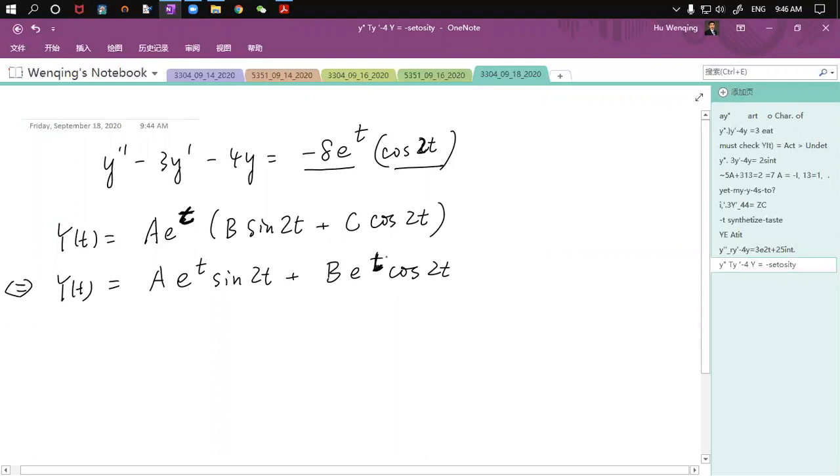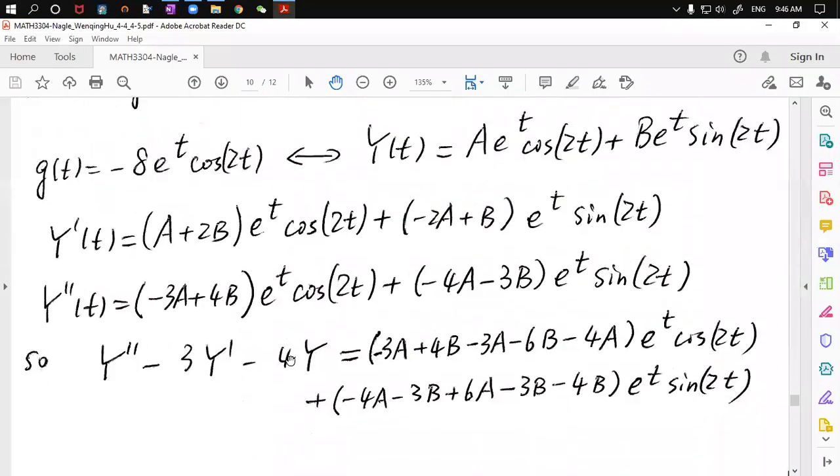So the only task left is to determine a and b. But this is a very complicated process, so maybe I will not go much deeper into this calculation. It's a very sophisticated calculation, but I can show you that this is a e^t cos 2t, b e^t sin 2t. You keep taking derivatives faithfully. It will take a lot of calculations, simple but tedious. And when you combine all of them, it's even more simple and tedious calculations.